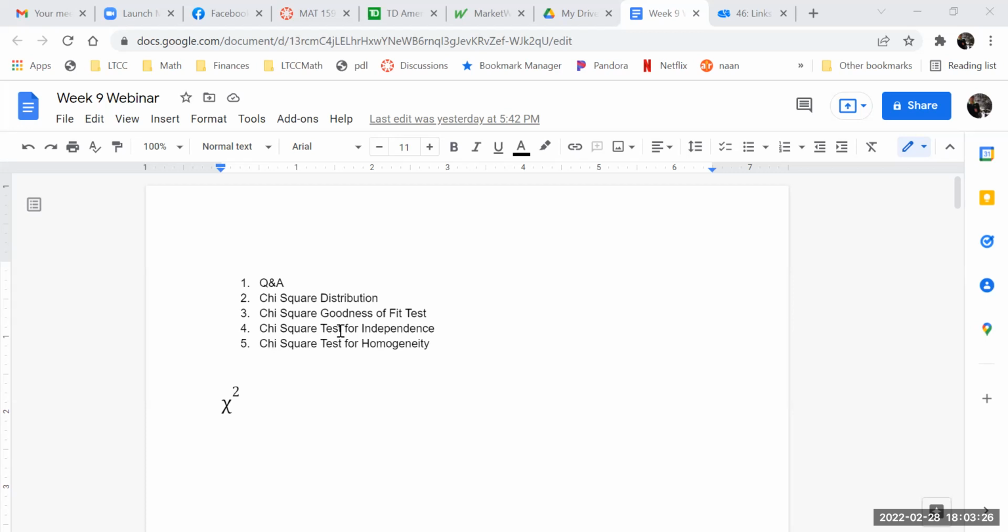And we're going to look at the chi-squared goodness of fit test. After that, we're going to look at the chi-squared test for independence, and then the chi-squared test for homogeneity. Those are going to be the 3 kinds of hypothesis tests we're doing today. One thing is we're only doing hypothesis tests, no confidence intervals. That doesn't happen with this stuff. This chapter is hypothesis tests only.